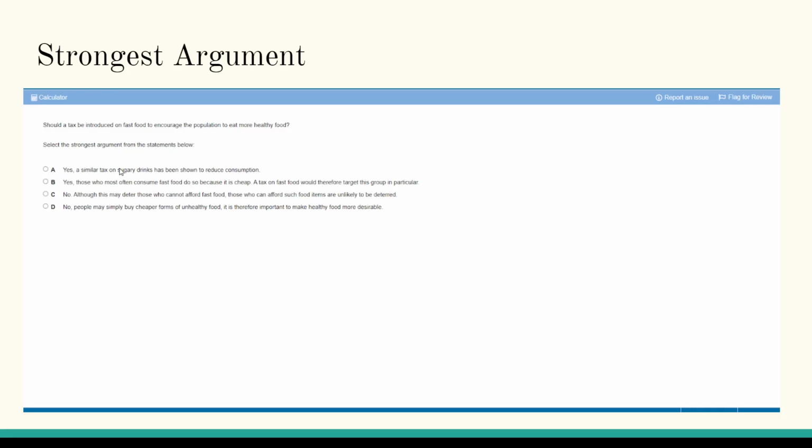Well, A says yes, a similar tax on sugary drinks has been shown to reduce consumption. Well, we cannot assume that the same strategy used on sugary drinks will work on fast foods because they're completely different.